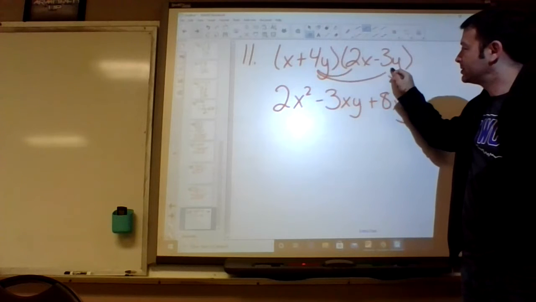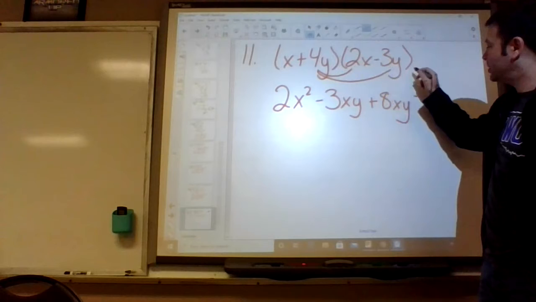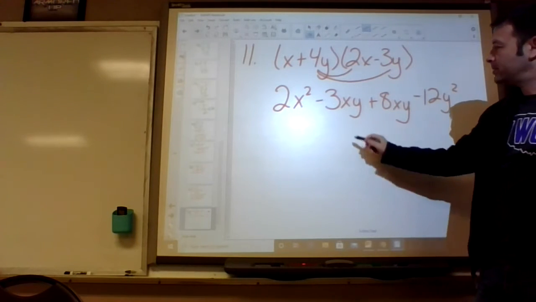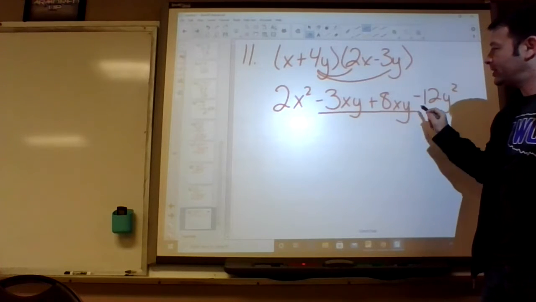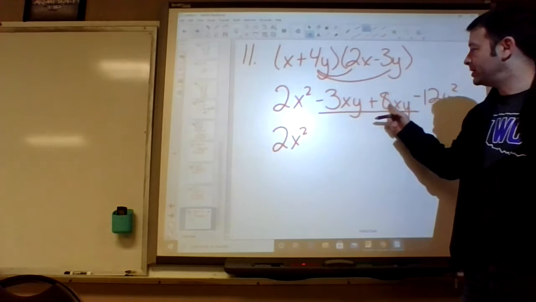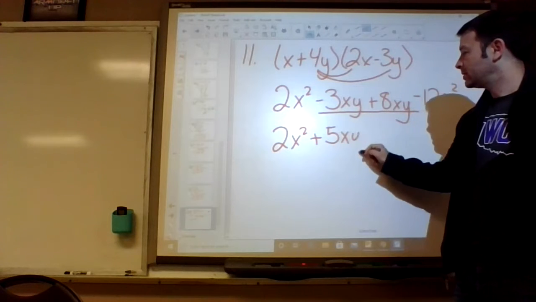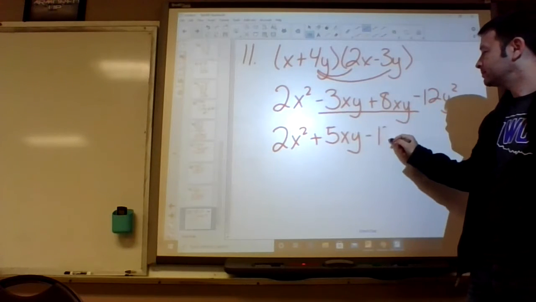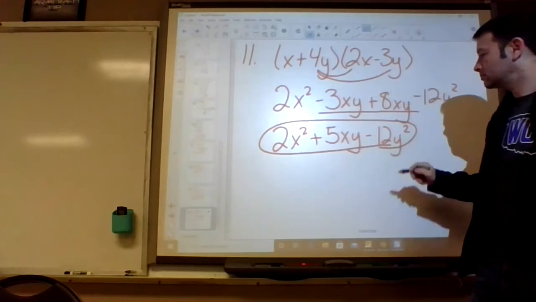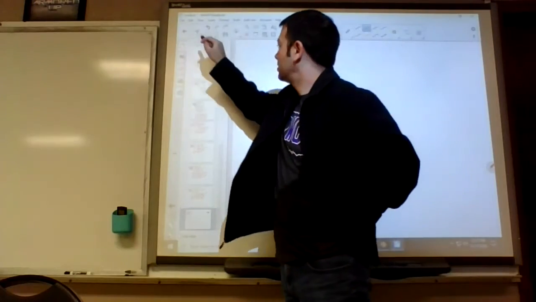And then the last, 4 times negative 3, y times y, negative 12y squared. The middle two terms go together. They're both xy's. So I have 2x squared. Negative 3 plus 8 would be plus 5xy. The end of that one.